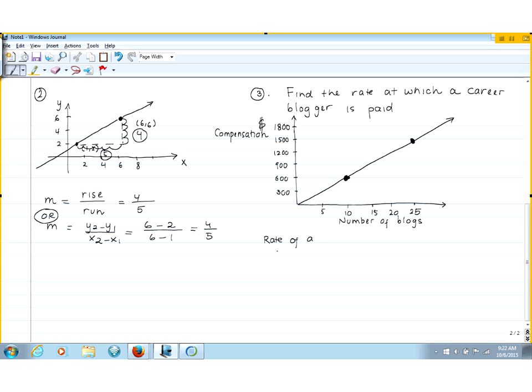So the rate of a career blogger. Does anybody blog? If you have 4 quadrants, this is 1, this is 2, this is 3, this is 4. So quadrant 1 is both positive, x positive and y positive. This is quadrant 1. Okay, so don't take too long and then tell me what the answer is. What is the rate of a career blogger?